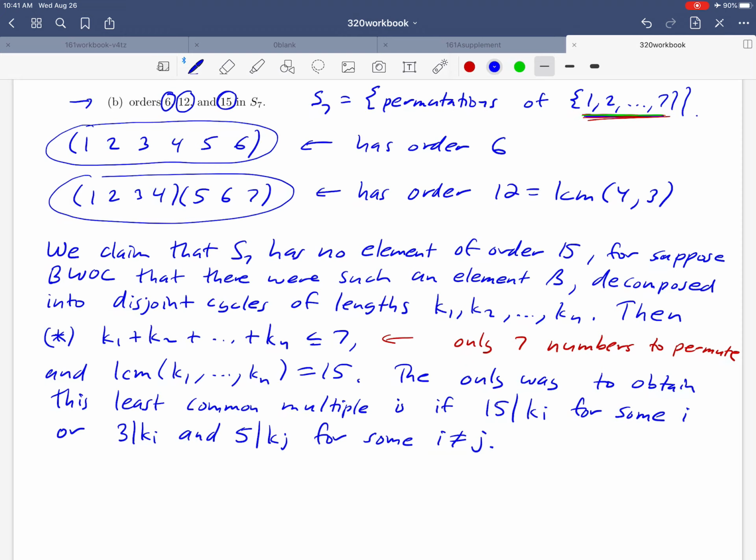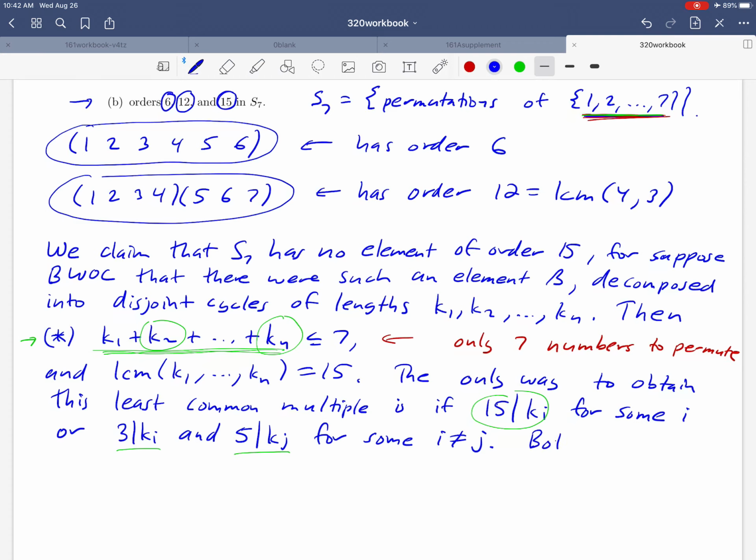Okay, but think about both of those possibilities one at a time. If 15 divides ki, that means that one of the numbers over here on the left has to have 15 as a factor. That's going to give us a number on the left-hand side that's at least 15. That's a false statement. 15 is not less than or equal to 7. So that can't happen. The other possibility is that 3 divides one of the ki's and 5 divides one of the kj's. That means that one of these numbers is at least 3, and another one is at least 5, but 5 plus 3 is 8. That's bigger than 7. That's also not true. So both of the possibilities here lead to a violation of equation star, and that's a contradiction.